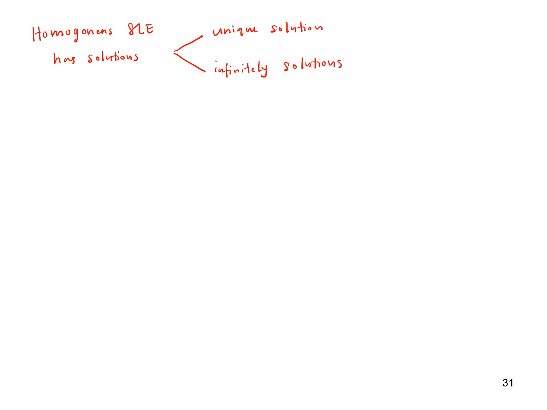Right, so every homogeneous system of linear equations has a solution which is either a unique solution, which is the trivial solution, or it has infinitely many solutions. Doesn't matter which case it is, but the solution exists for the previous system of linear equations.